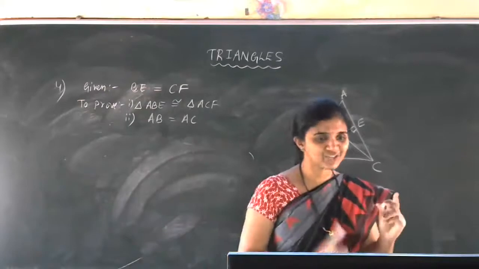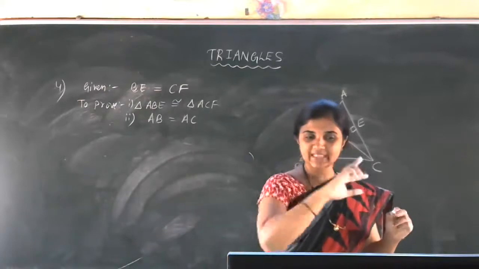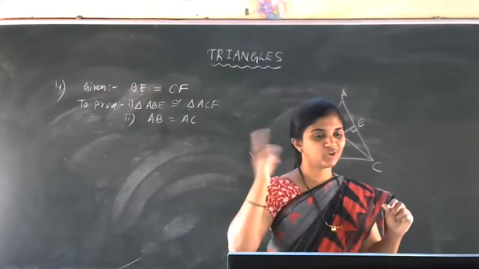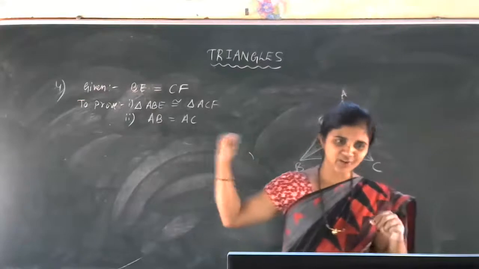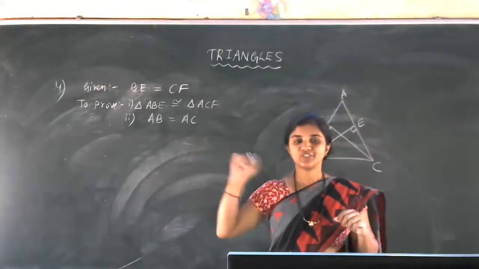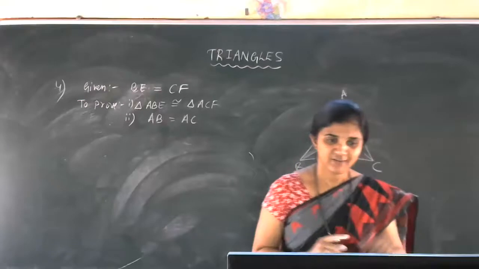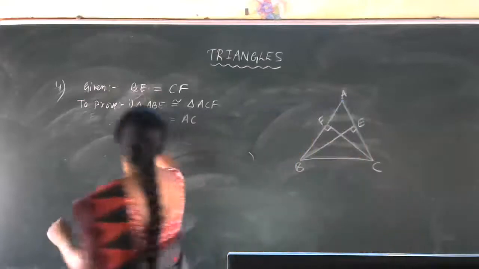Is that clear, students? In the third problem, exactly opposite. In the third question, given and to prove are exchanged. Altitudes are already equal, so we have to show that AB is equal to AC. First, let us concentrate on the first proof.